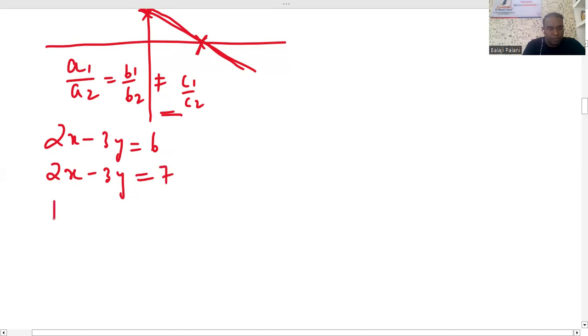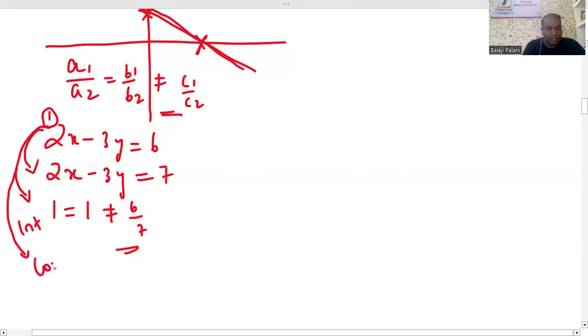So for ratios, look: 2 by 2 is equal to minus 3 by 3 is not equal to 6 by 7. So this is the condition for a parallel line. For this line, you can write infinite parallel line equations. So you can write 4x minus 6y is equal to 10, or you can write minus 2x plus 3y is equal to 100. Infinite parallel line equations. Similarly, for one equation, you can also write infinite intersecting line equations. You can also write infinite coincident line equations.